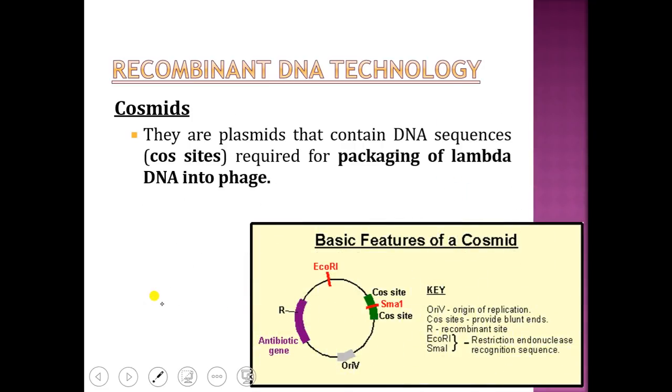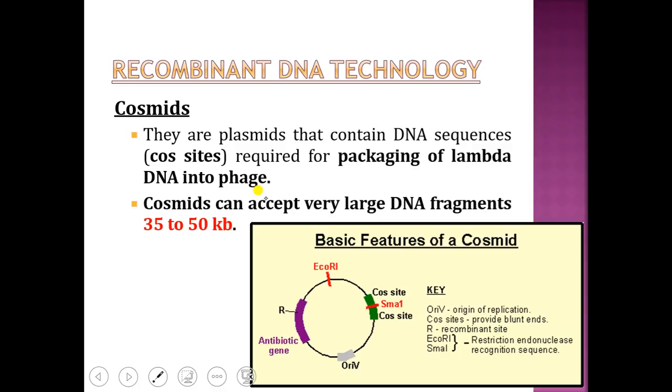The third vector used for recombinant DNA technology is cosmid. They are nothing else but plasmids having a cos site, that is a DNA sequence required for packaging of lambda DNA, a viral DNA, into the bacteriophage. The advantage of using cosmid as a vector in recombinant DNA technology is that it can accept a very large DNA fragment, around 35 to 50 kilobase long. So depending upon the gene of interest, we can choose the vector.